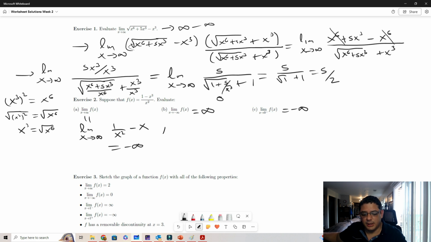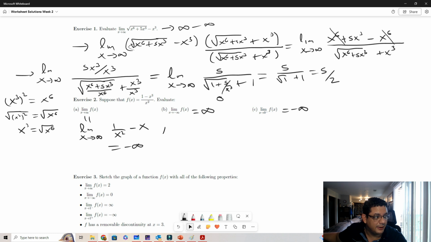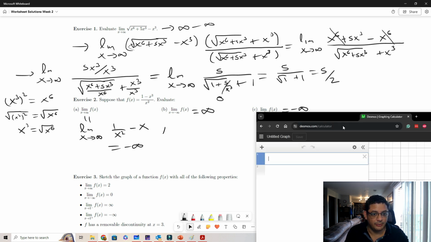Remember that for this type of exercise, you could always do a table to just figure out where things are going. Let me do the table really quick. Although this is not something that you had the opportunity to do on exams, you can definitely do this to understand what's going on.